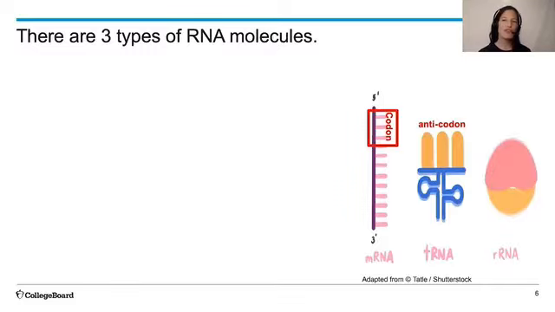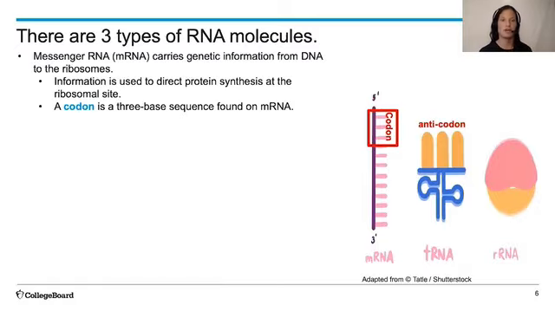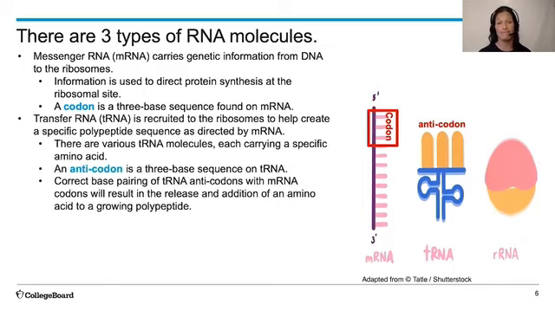It's about RNA, and there are three types that I want to make sure to distinguish and explain for everyone. First, messenger RNA, or mRNA, the one we were just talking about. That carries the genetic information that was contained in the DNA to the ribosomes. That information is then used to direct protein synthesis in the ribosome. Within the mRNA, we have a notation called a codon, which is a 3-base sequence found on that mRNA. Each group of 3 nucleotides we call a codon.